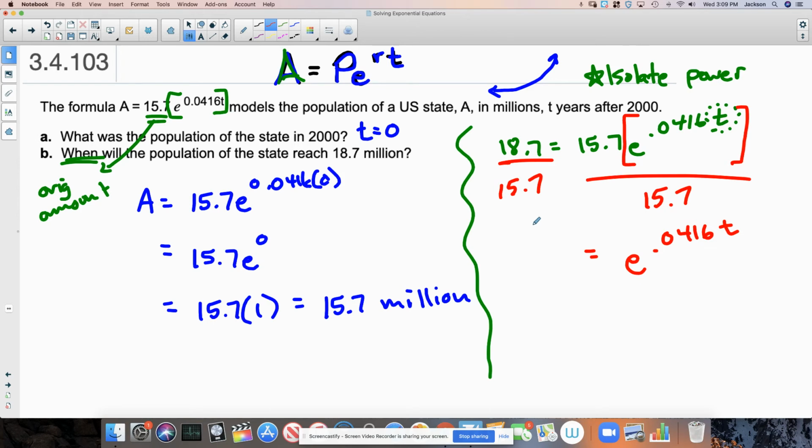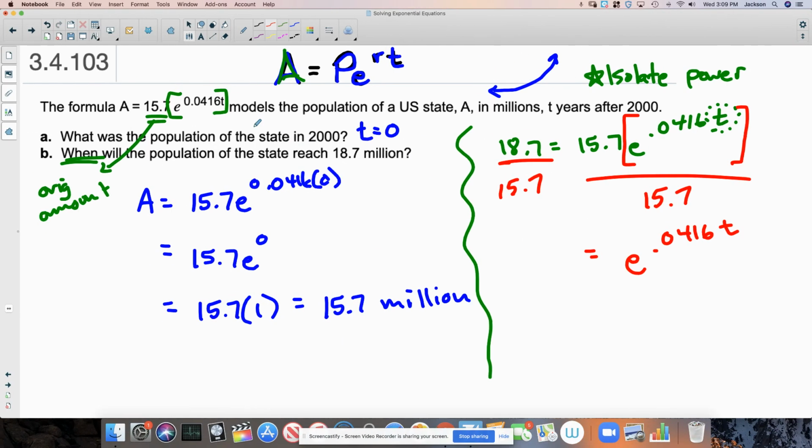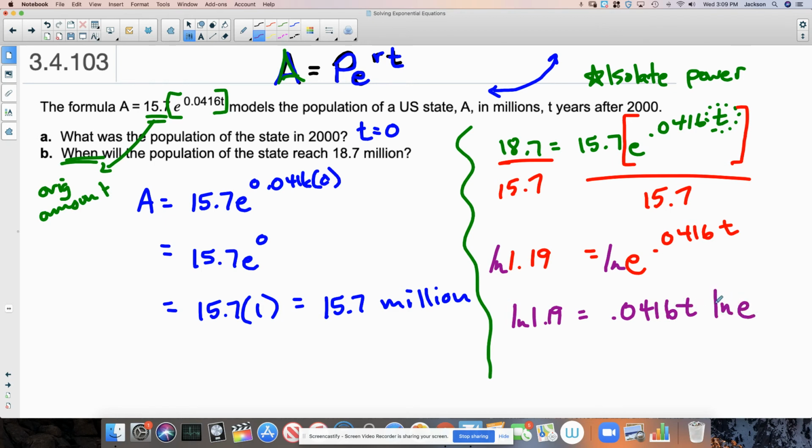So 18.7 divided by 15.7, we'll call that 1.19. I'm going to write 1.19 so I don't have to write it all out. Now, how do we get at this t? We get at that by taking the natural log of both sides, because in taking the natural log, the exponent will come down in front. So now I'm going to write this as the natural log of 1.19 is equal to 0.0416 t times the natural log of e.